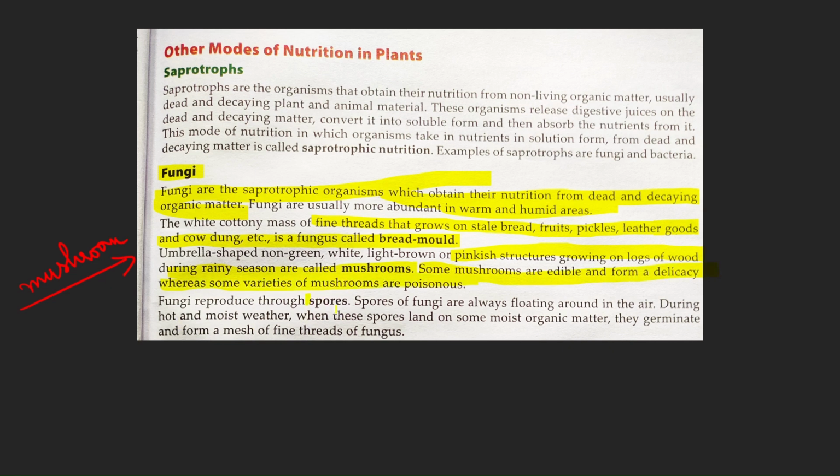Fungi reproduce through spores. Spores of fungi are always floating around in the air. So during hot and moist weather, when these spores land on some moist organic matter, they germinate and form a mesh of fine thread of fungus. Usually we see it on bread, where it grows like a spongy white stuff. So that's what this is.